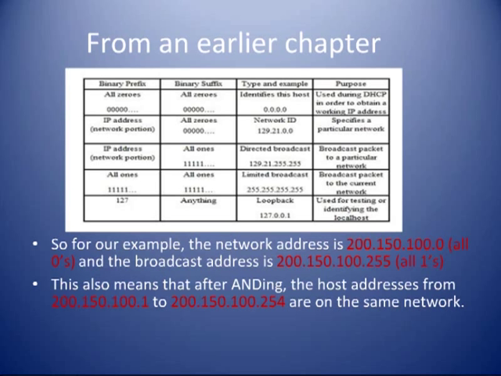Now, if you were to go through the subnet or the network mask and you were to AND all the possible addresses together, you would discover that all of the addresses from 0 to 255 would be on the same network, and that the usable addresses on that particular network, that is the ones we could actually assign to hosts, would be 1 to 254. Now, we'll talk a little bit more about this in a minute, but this is the distinction between possible addresses and usable addresses on a network. You cannot assign the network address or the broadcast address to a host.